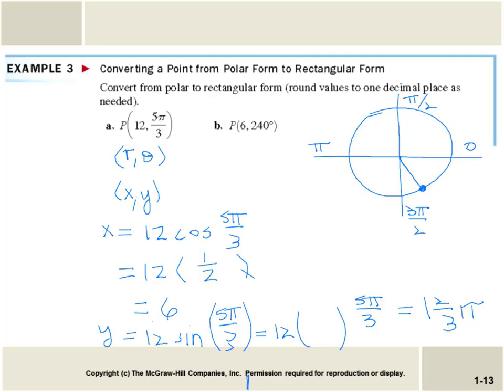That's 3 over 2. Good. Is it positive or negative in quadrant 4? Good. So this is equal to 6 minus 6 rad 3. Okay? And those are our xy coordinates. So it would be 6 comma minus 6 rad 3. Good? Any questions about this?